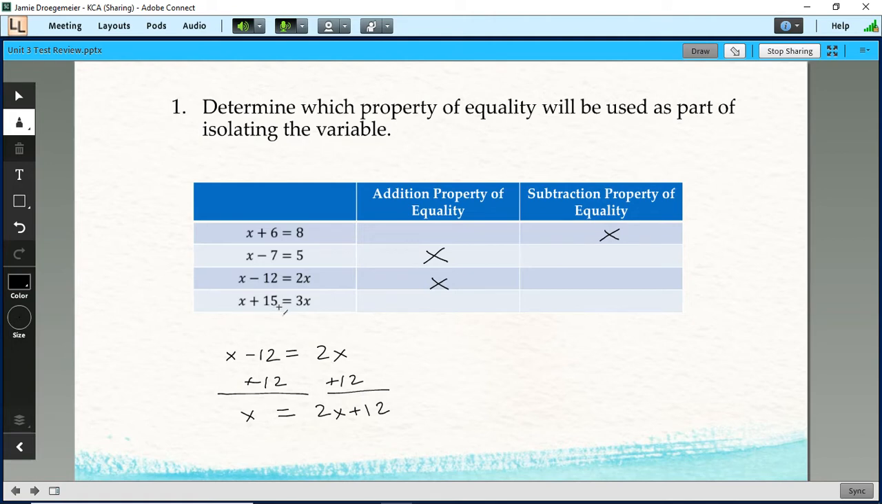And then in this other one, x plus 15 equals 3x. Again, I want to undo that addition of 15. So I'm going to subtract the 15, so that's the subtraction property.